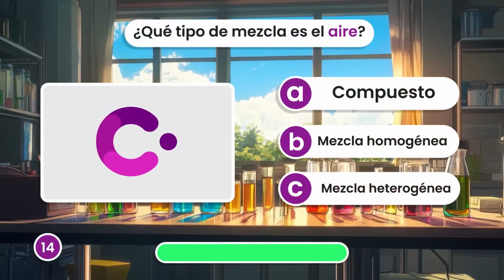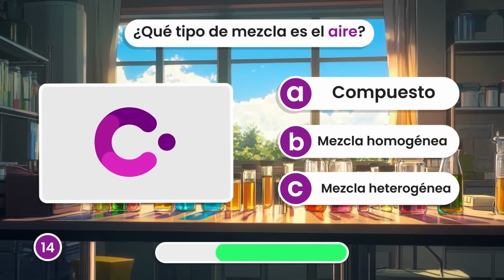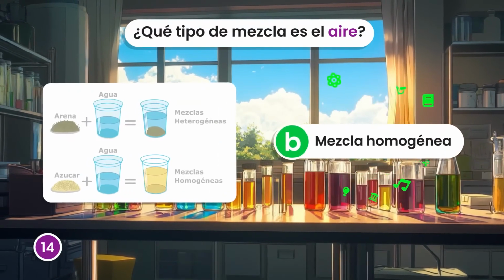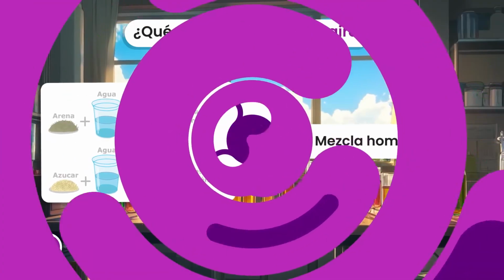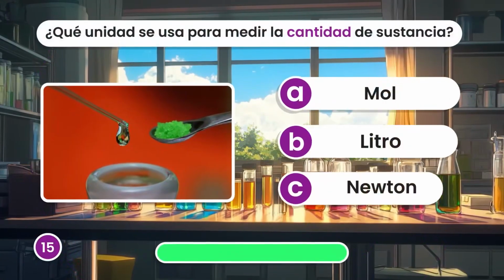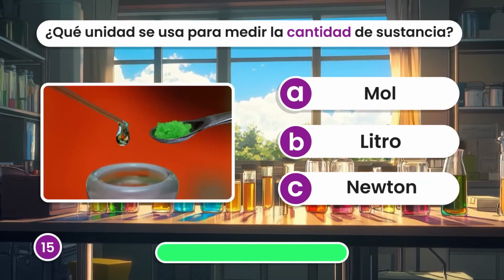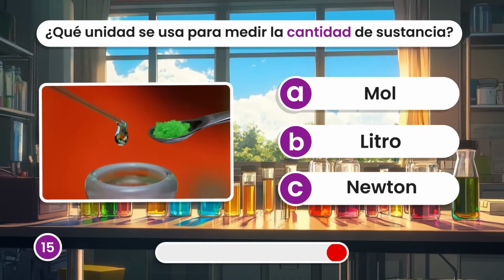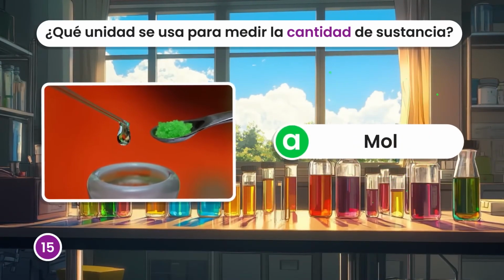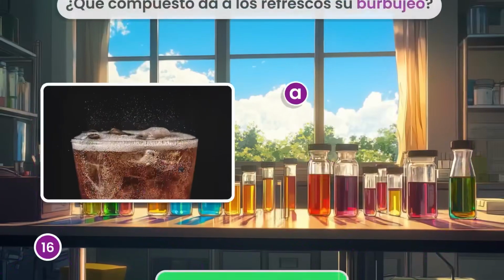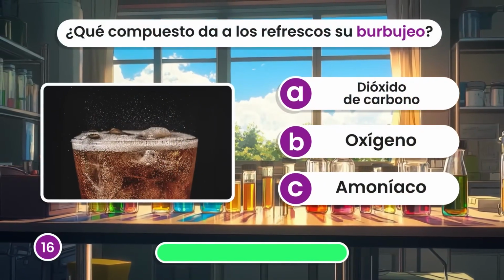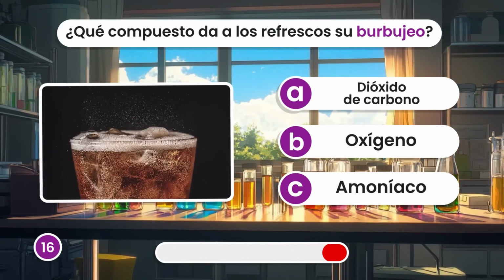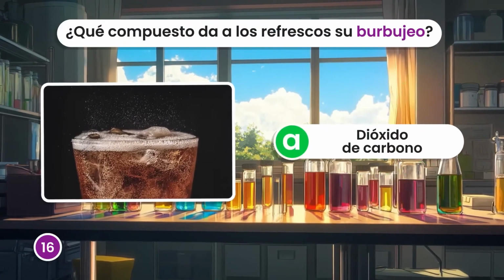What type of mixture is air? Is it a homogeneous mixture? What unit is used to measure the amount of substance? The mole. What compound gives sodas their fizz? Carbon dioxide?